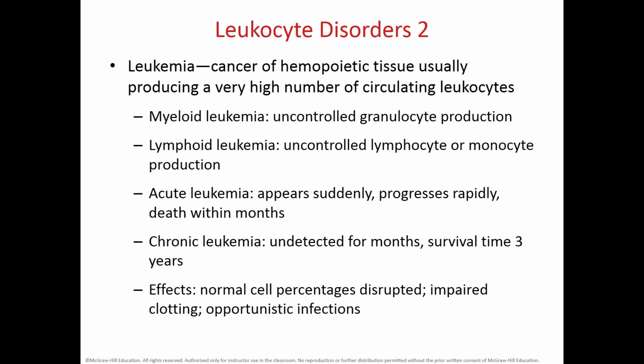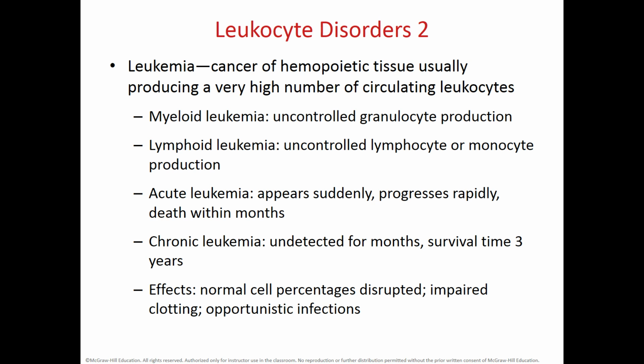So we can have myeloid leukemia, in which you have increased number of granulocytes, which will be basophils, eosinophils, or neutrophils. You can have increased number of lymphocytes. In this case, you have lymphoid leukemia, and you can have increased number of monocytes too.